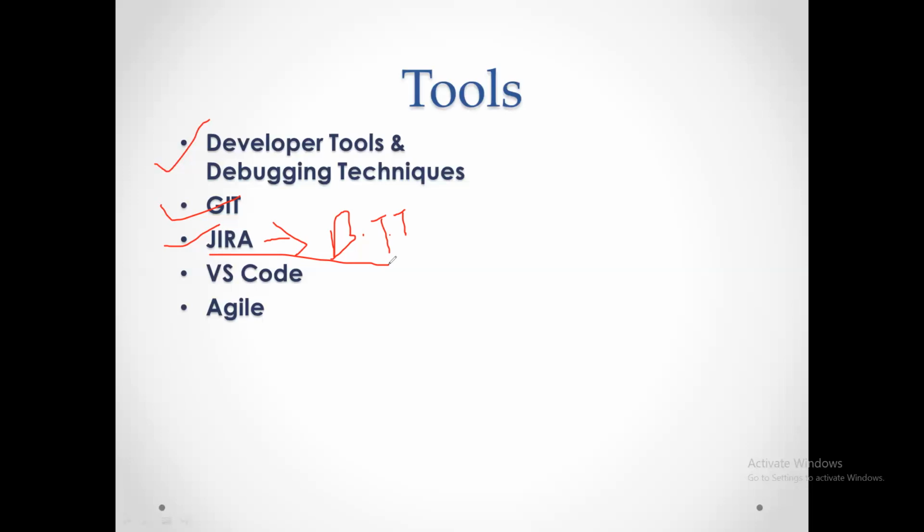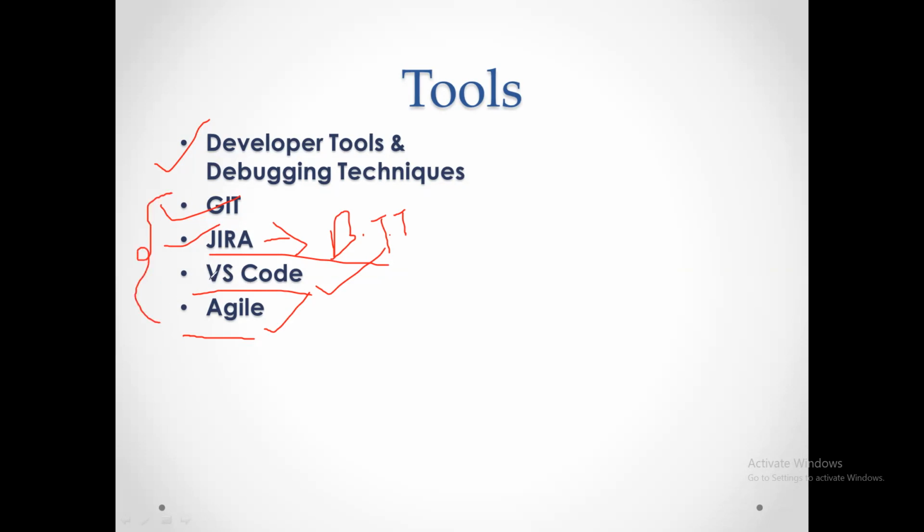Next, Visual Studio Code. As a part of ReactJS, UI libraries and frameworks, the favorite tool is Visual Studio Code. Here we are going to write code. Next, the Agile process. Agile is nothing but a software development process. But working professionals, maybe you don't know these four things.